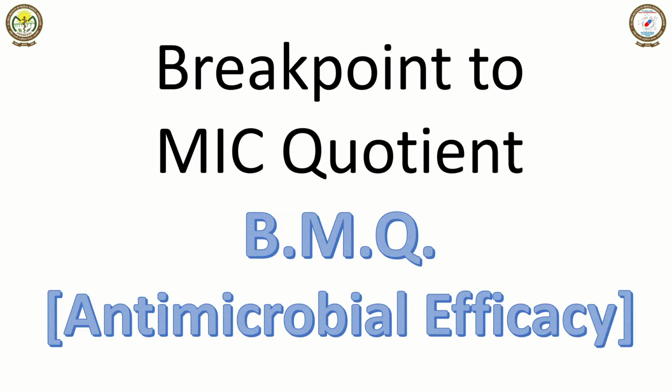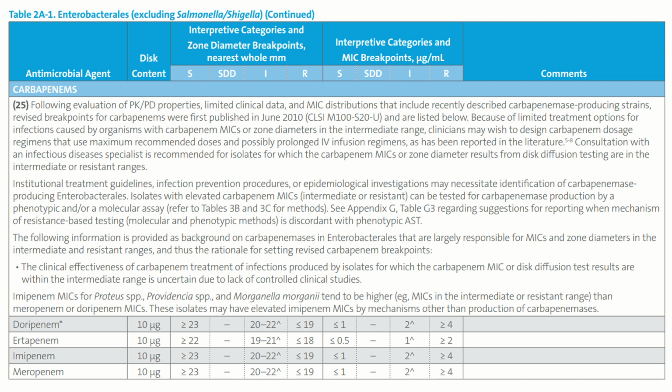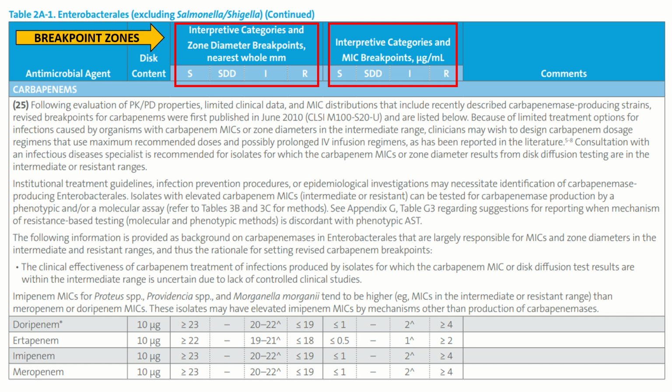We'll straight away skip to the breakpoint to MIC quotients. What it is actually talking about is the efficacy of the antibiotic. Now, if you see this particular table, what are breakpoints? Breakpoints are nothing but concentrations. These are concentrations that separate different populations of bacteria. If you see this typical table, we have two types of breakpoints. One we call zone diameter breakpoints, the other we call MIC breakpoints. Right now we'll talk about the MIC breakpoints.